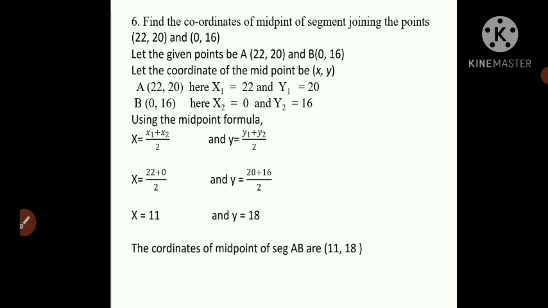Now for x we know 22 plus 0 will be 22, means 22 divided by 2 will be 11, and here 20 plus 16 will be 36. So 36 divided by 2 will be 18. So the coordinates of midpoint of segment AB are 11, 18.